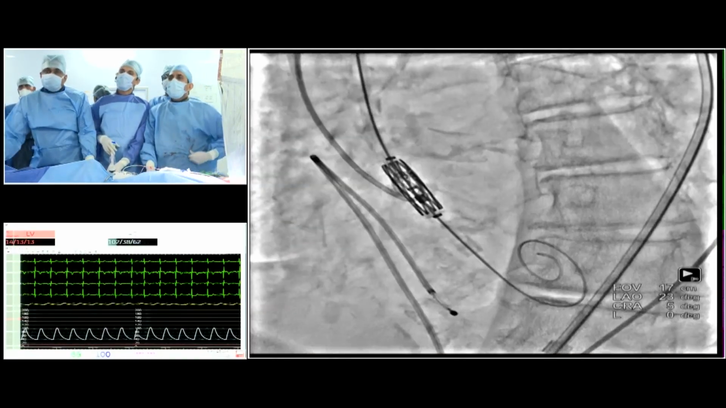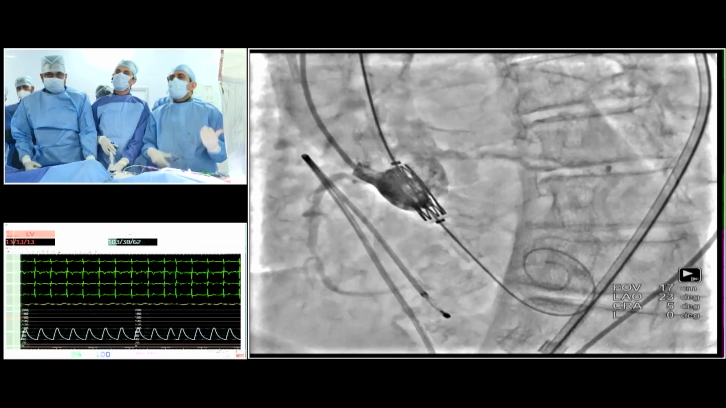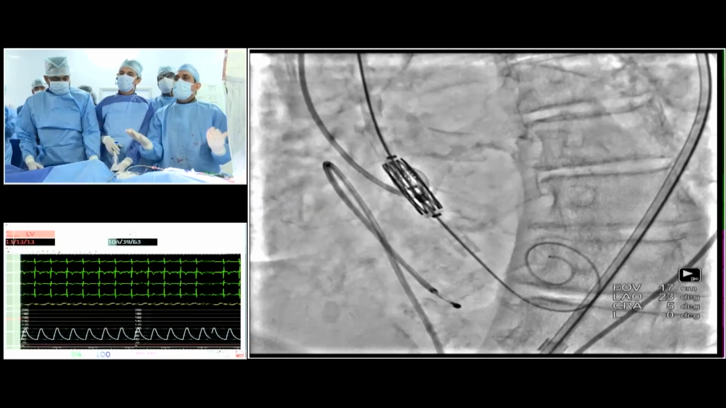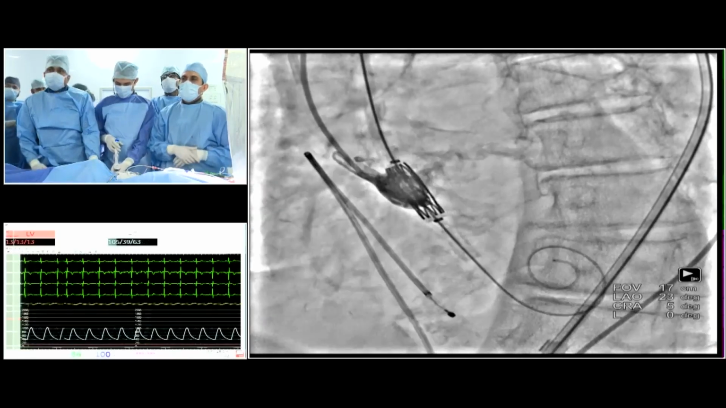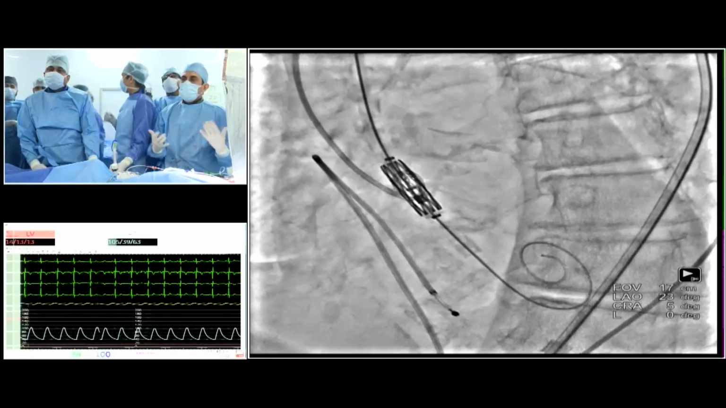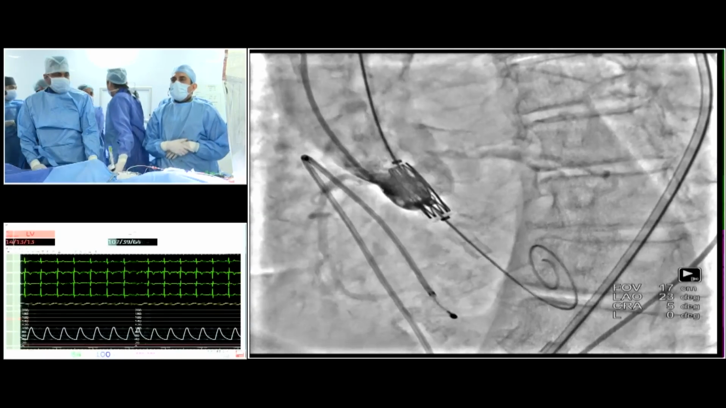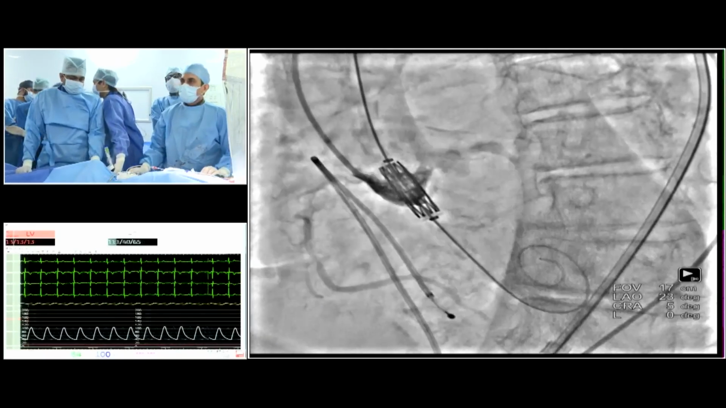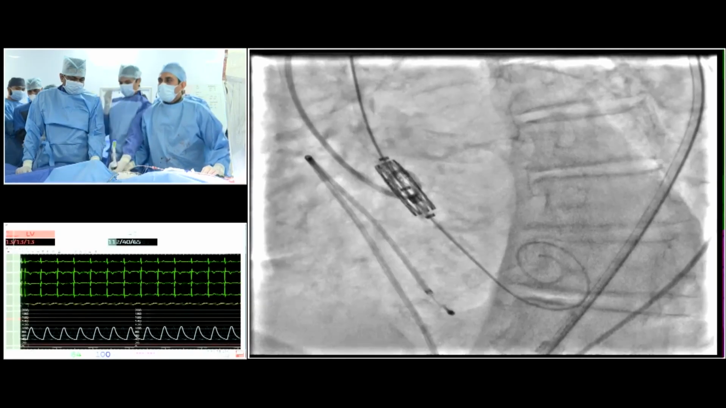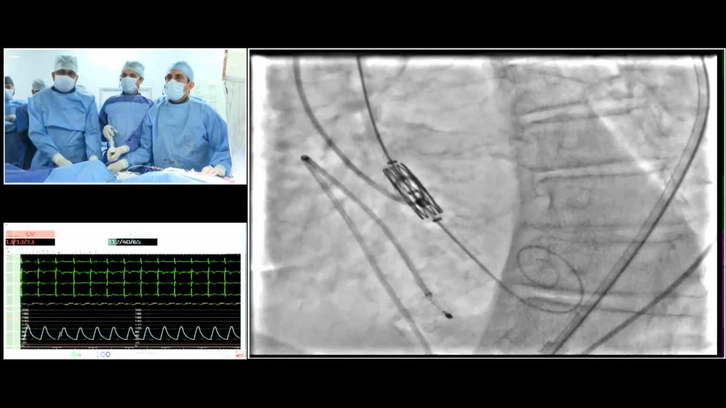The other thing is before you deploy, these are standard steps, make sure it's not on the inner curve, it's more in the center or on the outer curve. And if it is required, you might go a little push-pull thing. But I think this looks like a good position for us. Okay, so let's go ahead. Pace at 180.